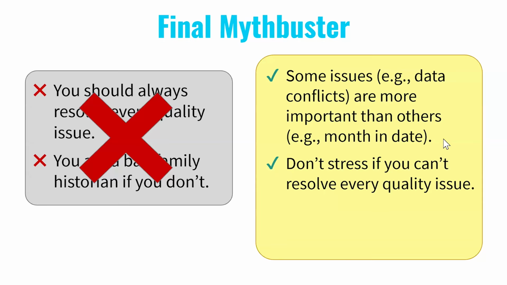So it really is a matter of priority. Don't stress if you can't or don't prioritize every quality issue. You have to decide the best way to spend your discretionary time when you're doing family history. And the fact is, some issues can't be resolved.